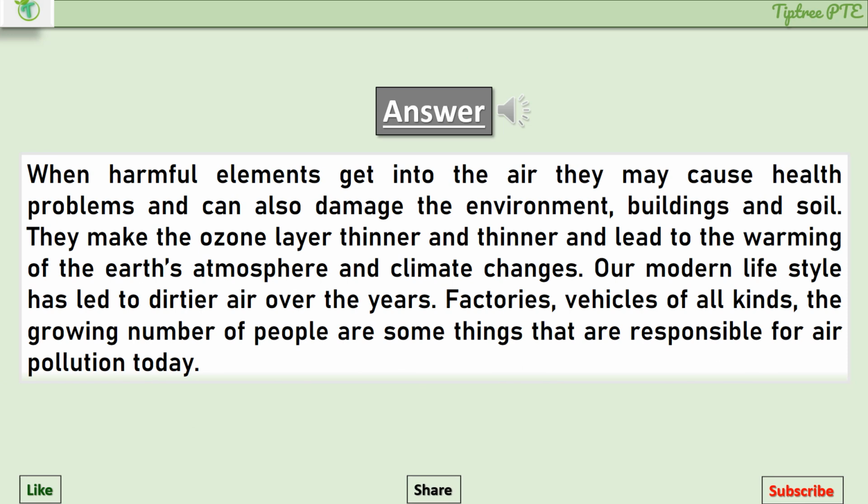When harmful elements get into the air, they may cause health problems and can also damage the environment, buildings and soil. They make the ozone layer thinner and lead to the warming of the Earth's atmosphere and climate changes. Our modern lifestyle has led to dirtier air over the years. Factories, vehicles of all kinds, and the growing number of people are some things that are responsible for air pollution today.